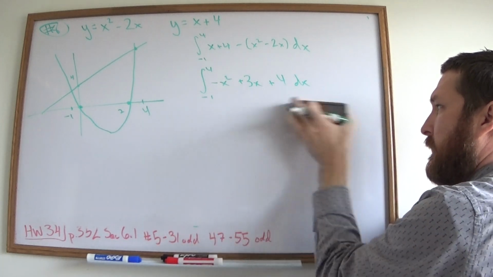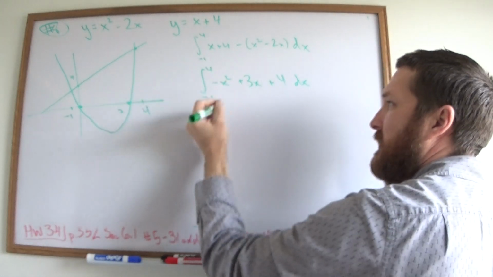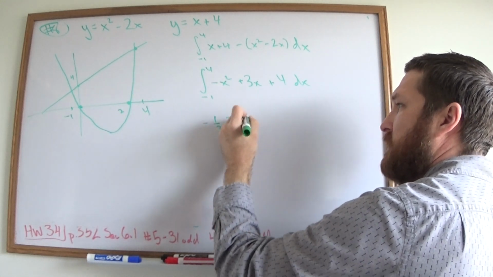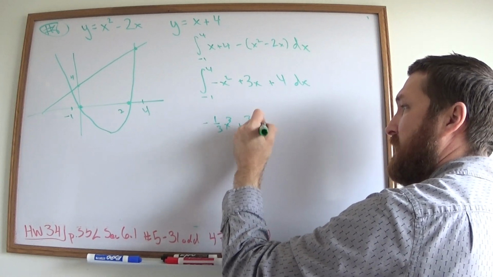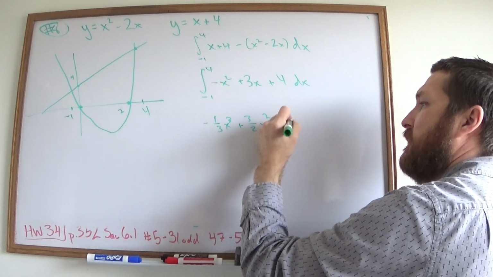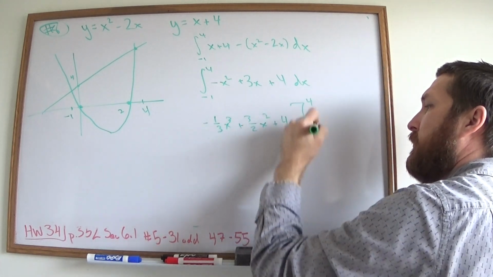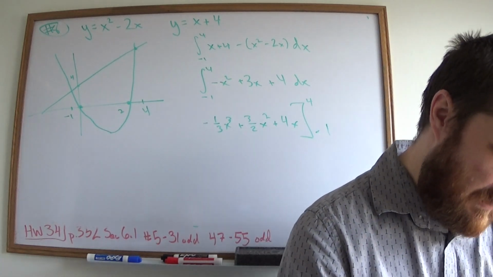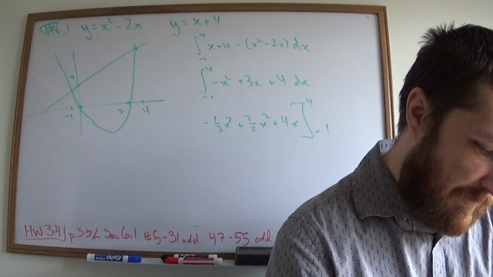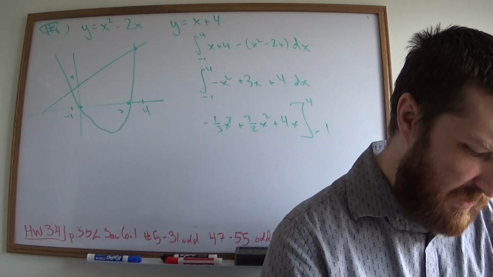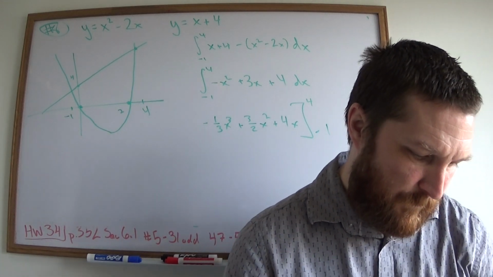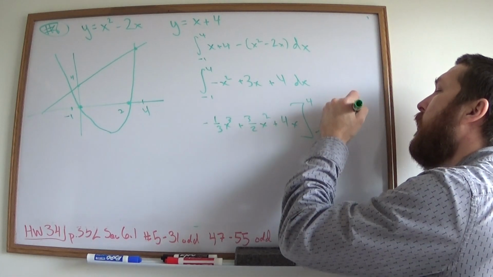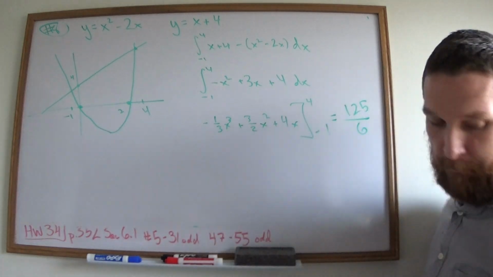Easy enough, right? And so the antiderivative of that is a third x cubed plus 3 halves x squared plus 4x evaluated up at 4 and down at negative 1, which was the one I kept messing up, and kept messing up, and then I finally just like, what did I do wrong? Oh. Yeah, plus, not minus. And then it turns out to be 125 over 6.